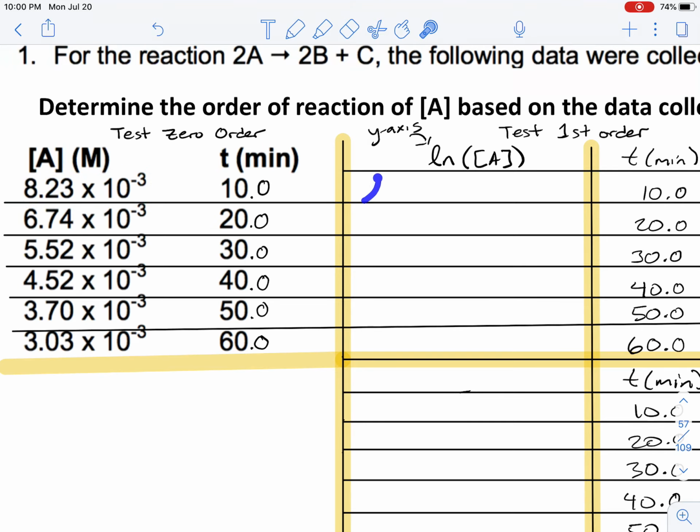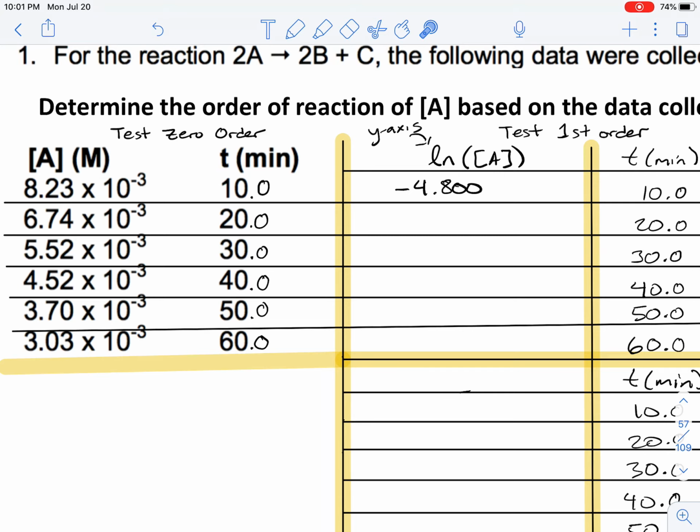So if you take the natural log of 8.23 times 10 to the negative 3, if you punch that in your calculator, what you're going to get is negative 4.800. And so just to review the rules of sig figs for natural logs and for logs, if there are 3 sig figs, then you need to record 3 places after the decimal.